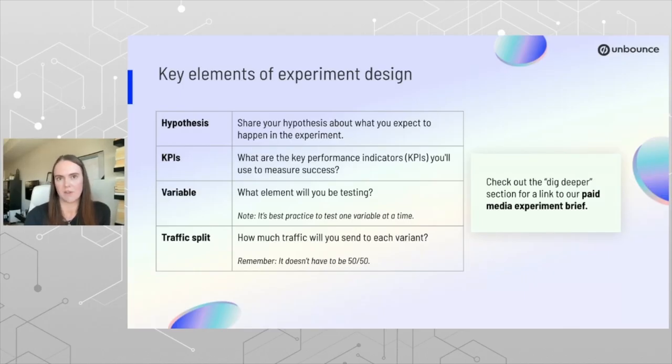Third, we have the variable of what you're testing. So this is a reminder that it's important to test one thing at a time, like your landing page headline or CTA. And last, we have traffic split. And this is where you decide how much traffic you want to send to each page variant. And remember, it doesn't have to be 50-50. So if you're testing a riskier campaign concept, you actually might want to only send a smaller portion of traffic to that riskier concept. So this is really just a glimpse into how to start designing your experiments.